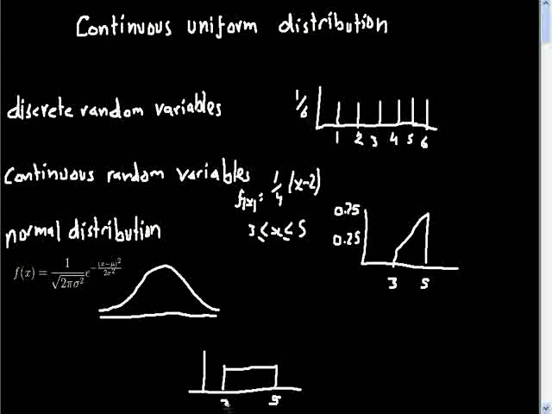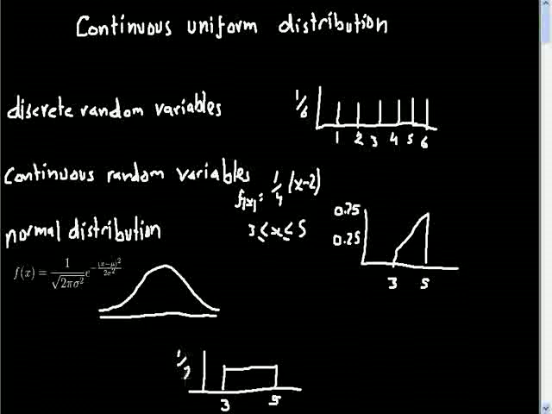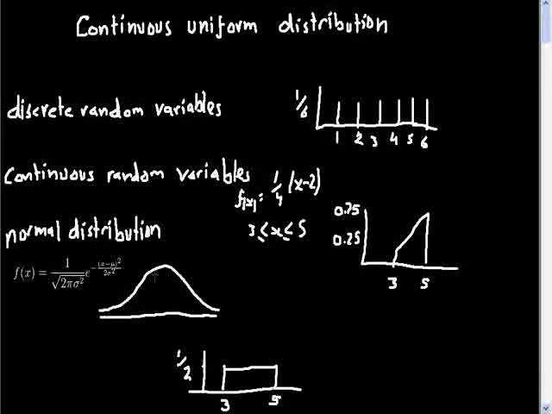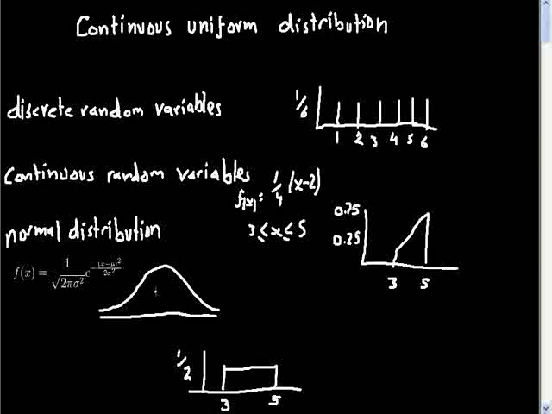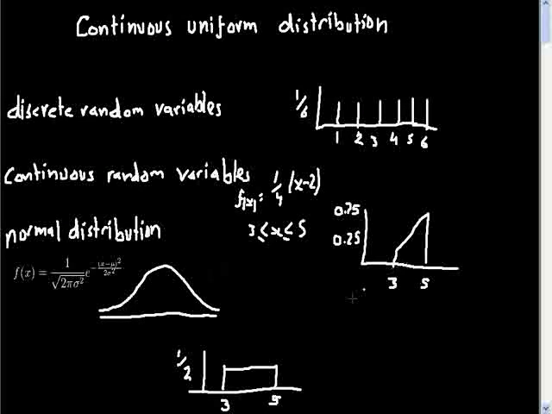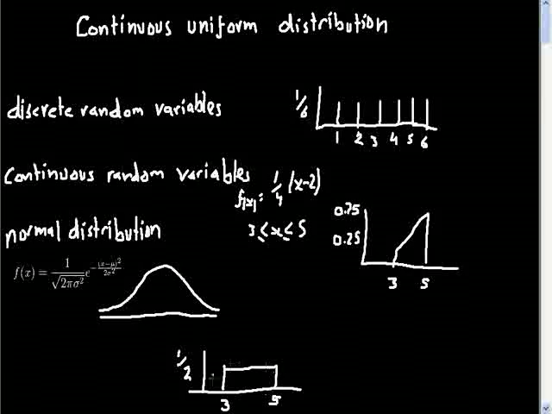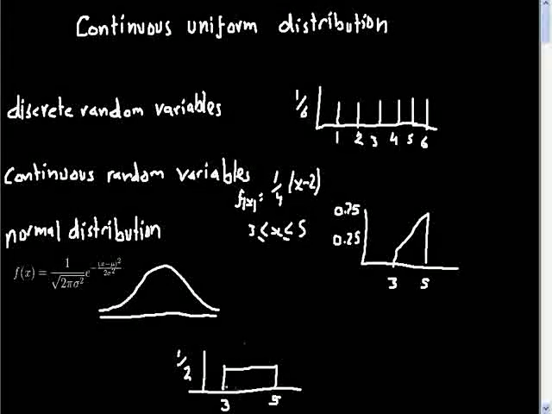So if I said that was 5 and that was 3, the height would be half. That's an example of a continuous uniform distribution. The area of the whole graph is equal to 1, just like with any continuous distribution. The PDF always has a total area of 1, but this is a uniform distribution. Where would you use this type of distribution?